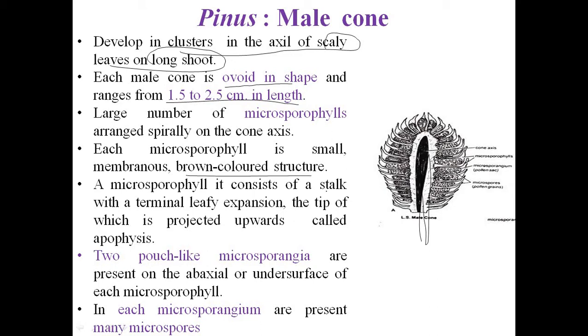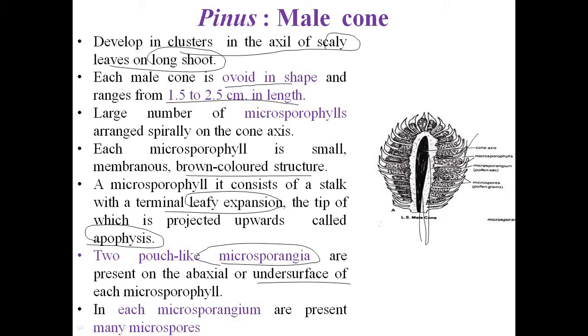Each microsporophyll consists of a stalk with a terminal leafy expansion that projects upwards, resulting in a sterile part called the apophysis. This is similar to what you have studied in Cycas. Then two pouch-like microsporangia are present on the undersurface or abaxial surface of each microsporophyll. Here you can observe this is the apophysis.